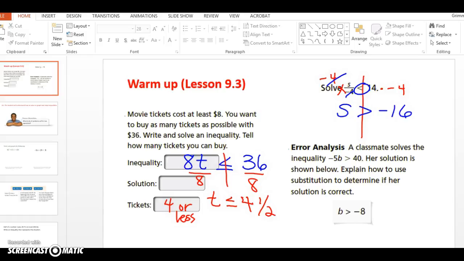And this one did not ask me to graph it, so I would be done. So that was the big rule yesterday: multiplying or dividing by a negative number. Okay, all right. Then it asks you to find the error. A classmate solves the inequality -5b is greater than 40. Her solution is shown below. Explain how to use substitution to determine if her solution is correct.